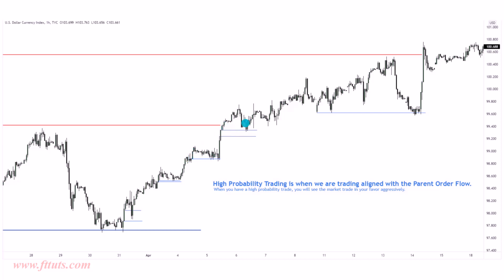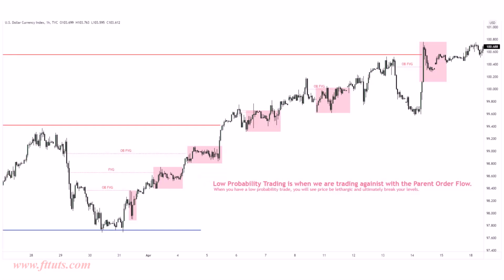And you can do this as well. Same thing goes for lows. When price takes out liquidity, how do we react when price takes out the liquidity? Do we have an aggressive reaction up? Yes, because this is a trade aligned with the parent order flow here.